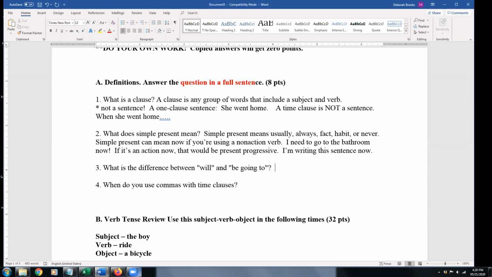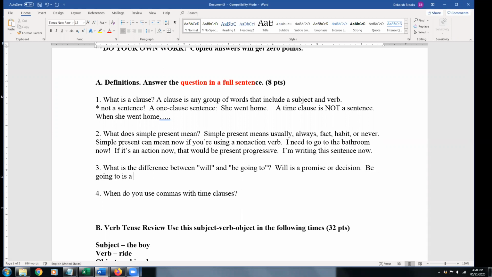The difference between will and be going to. Will is a promise or decision. Be going to is a future plan. That's the difference. Either one can be soon, either one can be farther out. Will is a promise or a decision. I will get this. Be going to is a future plan. I'm going to pick up food from my local taco shop tonight because they're finally open.